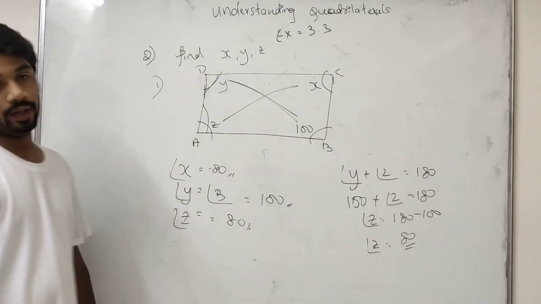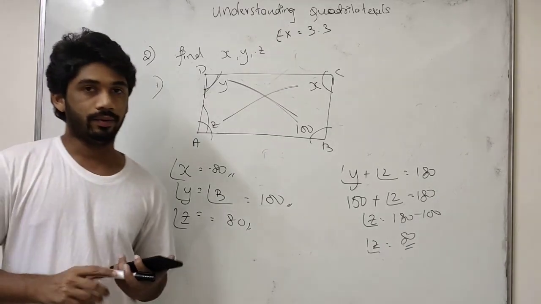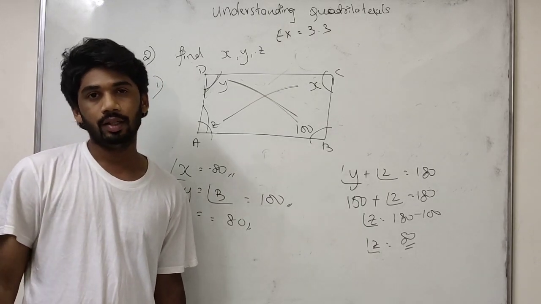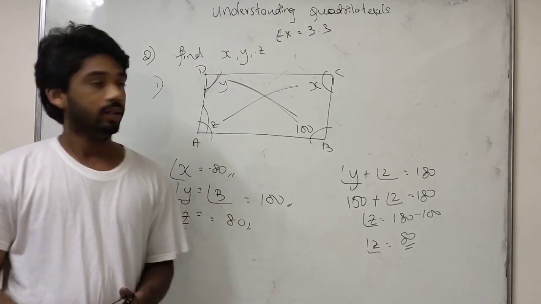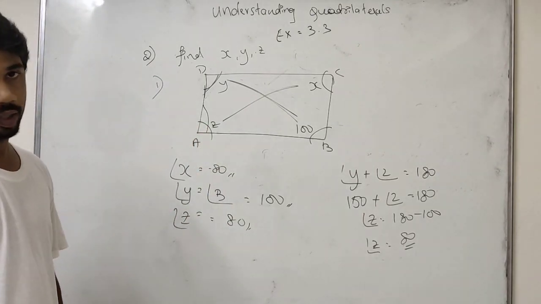So students, in this way we have to solve this problem. I am hoping that you are finding it a little bit difficult. New concept is very difficult, but try to understand it. Angle z will be 80. Note it down. We will go to the next problem.